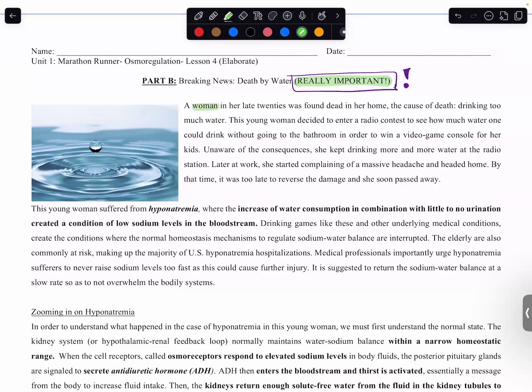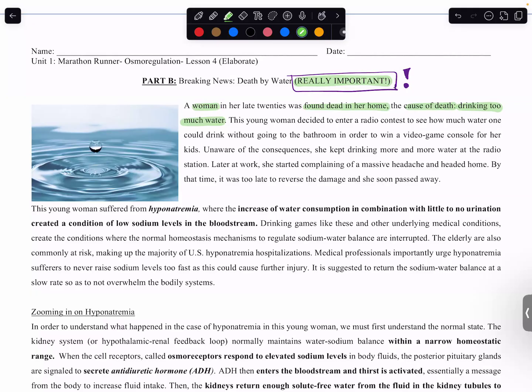Let's read. A woman in her late 20s was found dead in her home. The cause of death, drinking too much water. I know you probably didn't know this, but you can drink too much water and it can cause your untimely demise, just like this young lady in her 20s.